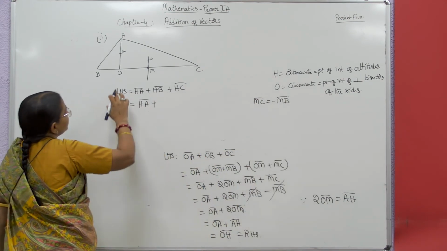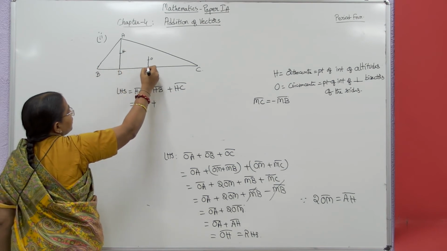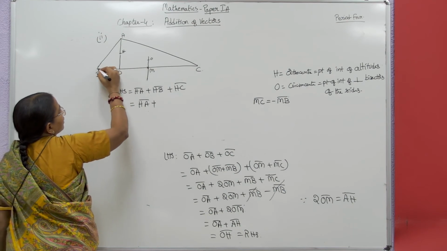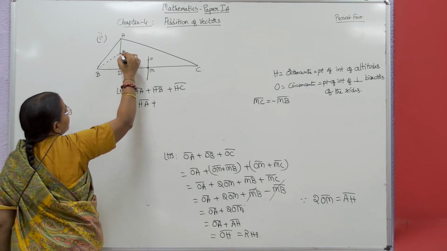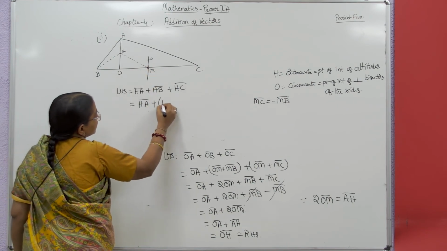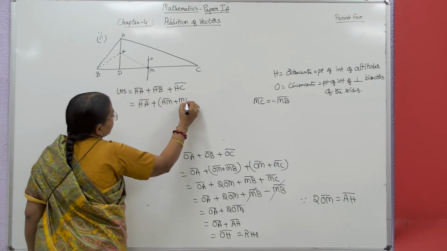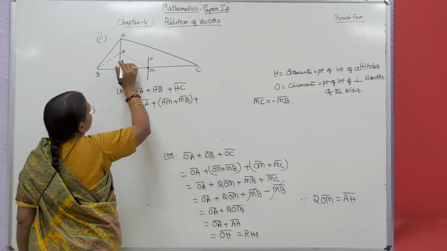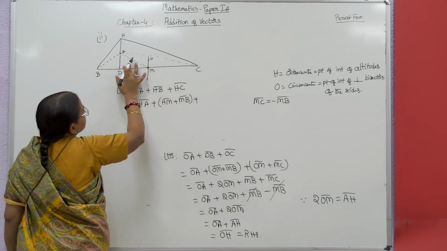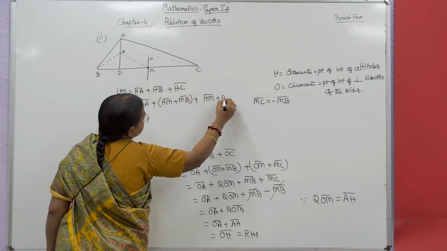Now what is HB? HB we will write as HM plus MB. We'll take this triangle. So HB is nothing but HM plus MB from the triangle law. And again HC, if you write, HC is equal to HM plus MC.